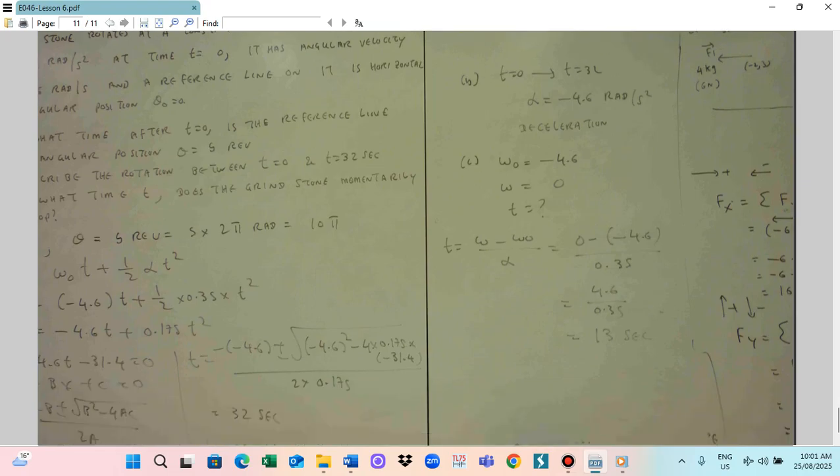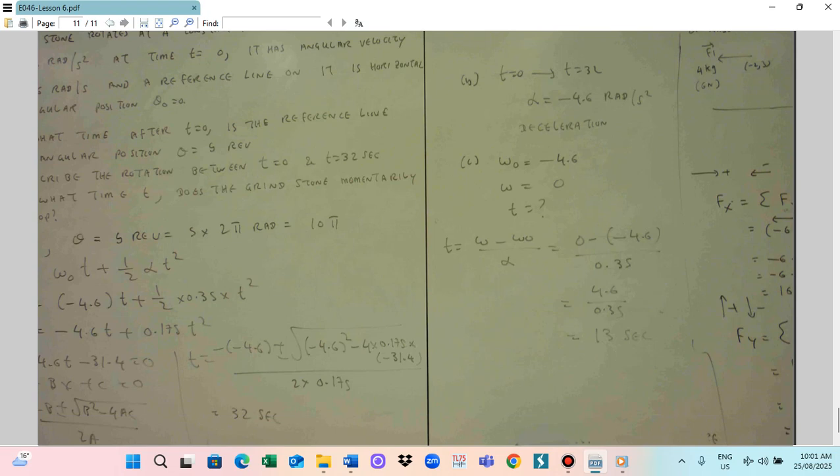Then the answer for B. Between t equal to 0 and t equal to 32, the acceleration is minus 4.6 radian per second squared. So this is a deceleration, and this will stop it.